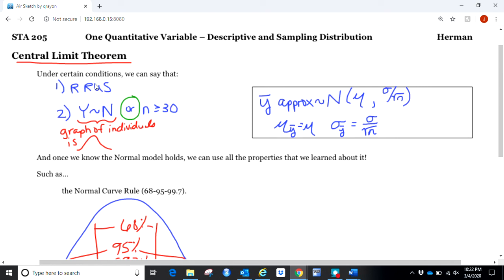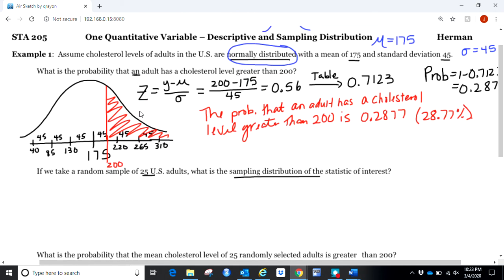So we need to check first if we're taking a random sample. It does not say much in the problem. It just says if we take a random sample of 25 U.S. adults. So at least from what we know, it's not going to be biased. For the second condition, do we either know it's normal or have a sample of at least 30? Well, our sample size is only 25, so that's not at least 30. So do I know that it's distributed normally?